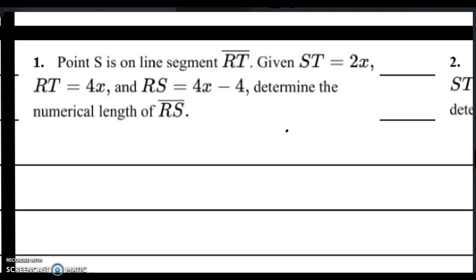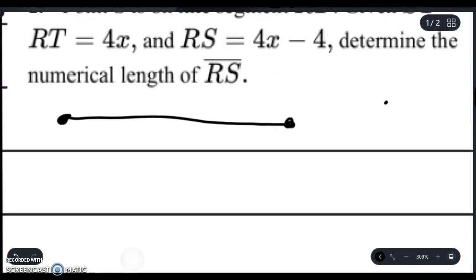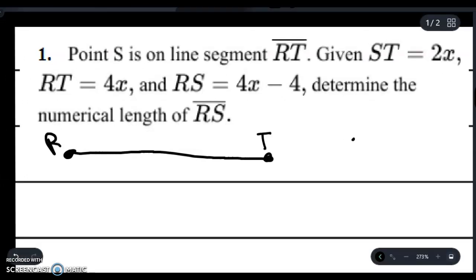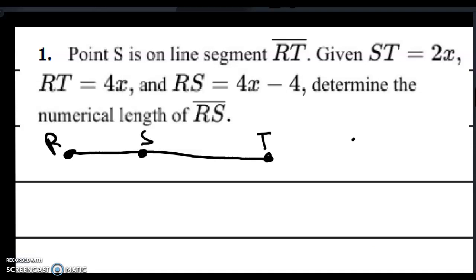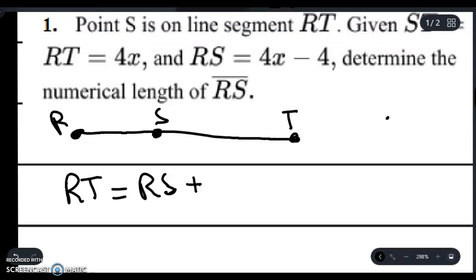First, just to keep it straight, and you may skip this step once you figure it out, I want to make sure it's clear what we're doing. We're looking at this line segment with R, T, and S a point in the middle. So I know that RS plus ST will equal the whole line, RT. I'm going to start with RT and set it equal to RS plus ST.